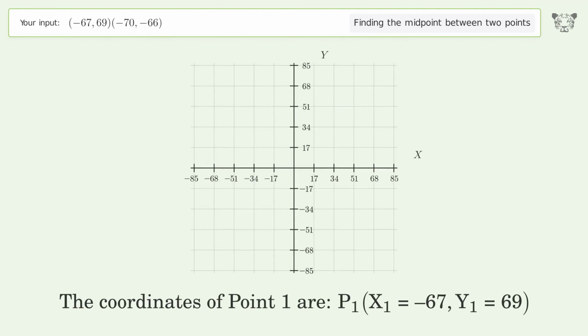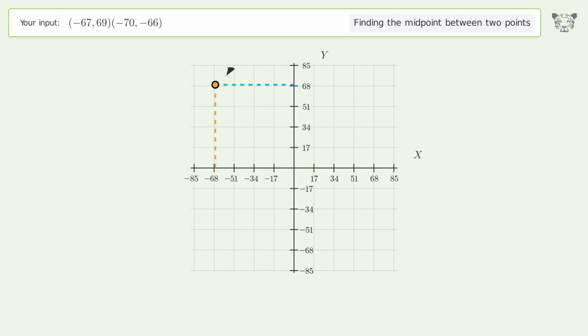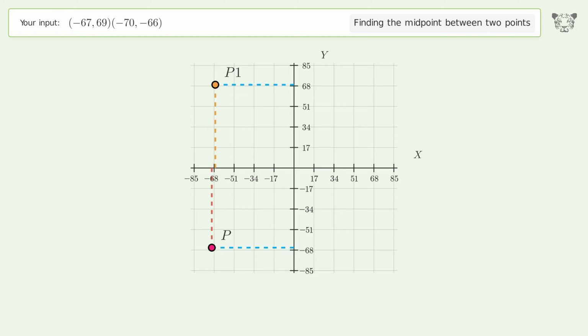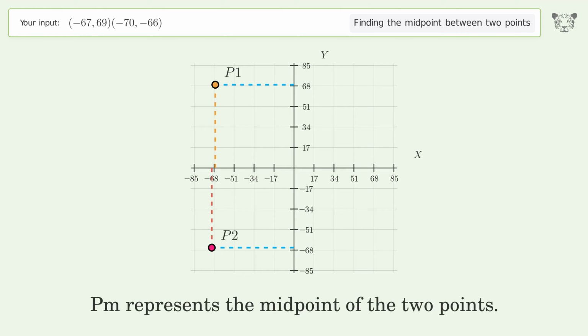The coordinates of point 1 are x1 equals negative 67, y1 equals 69. The coordinates of point 2 are x2 equals negative 70, y2 equals negative 66. PM represents the midpoint of the 2 points.